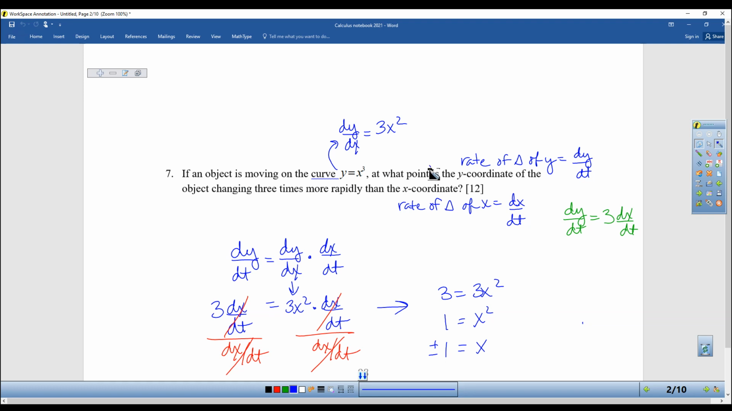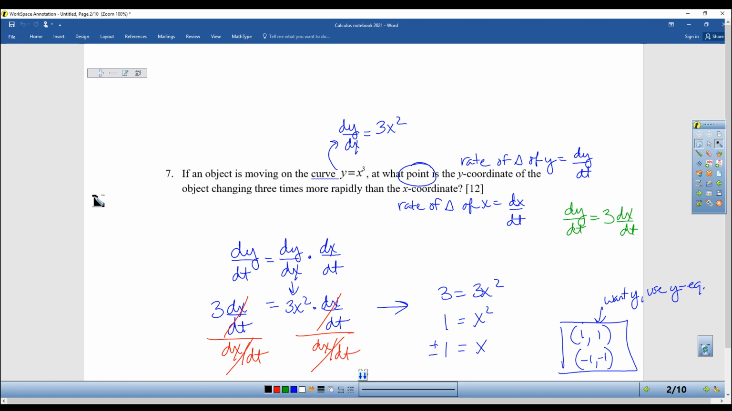So it says at what point. Make sure you always answer the question. So your answer should be a point. How do you find the y? Whenever you want the y, use the y equation. I know that sounds a little oversimplified, but it will help you get it right. So since y is x cubed, 1 cubed is 1, and negative 1 cubed is negative 1.